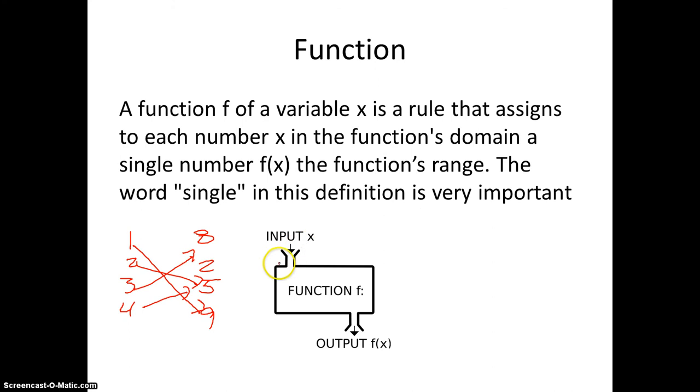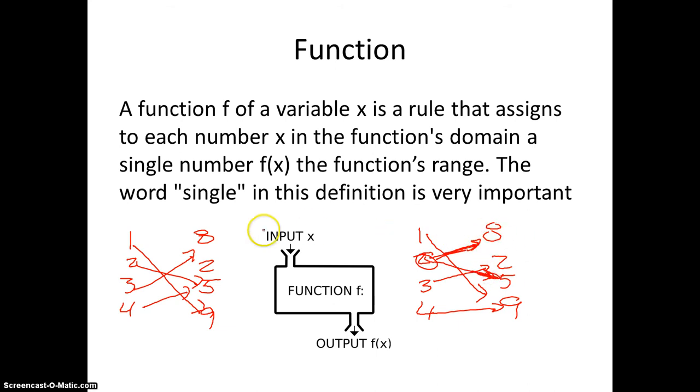Now, what's not a function is if I have 1, 2, 3, 4, and 8, 2, 5, 9. Now, let's say this time 1 still goes to 9, 2 goes to 8, but then 2 also goes to 5, 3 goes to 2, and then 4 goes to 9. This 2, because it takes the 2 paths to 8 and to 5, makes it not a function. So this is a function. This is not.